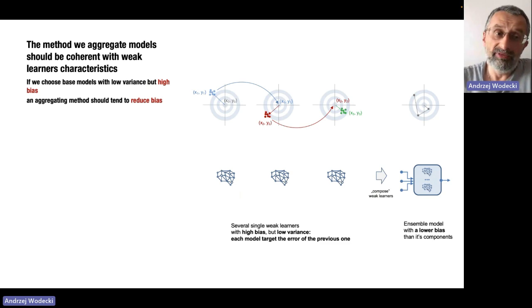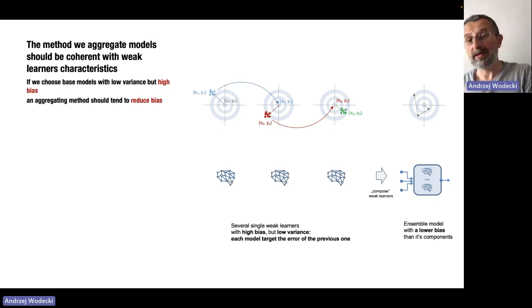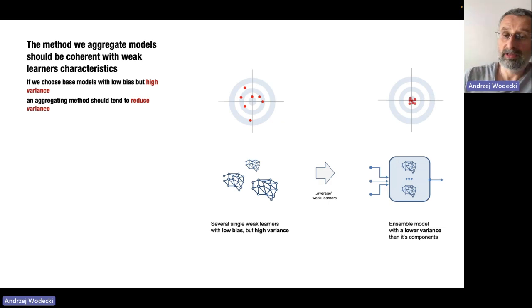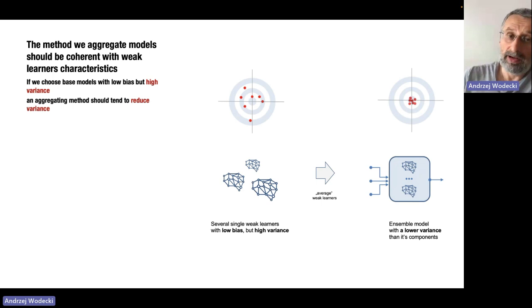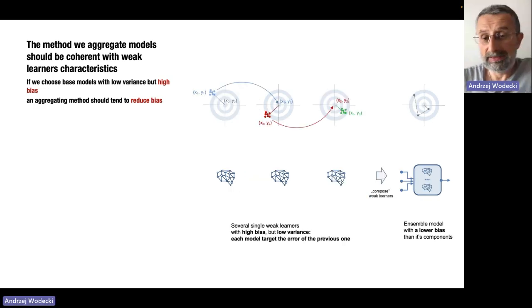And the opposite, if we choose base models, weak learners, with low variance but high bias, so these are those good shooters but with the bad gun, they have very low variance but high bias. The way we combine them, train them, put together should focus on reducing the bias. So that's going to be the first strategy, and that's going to be the second strategy. Here we talk about so-called parallel models, and this is going to be sequential models. We'll see in a second how it works in practice.